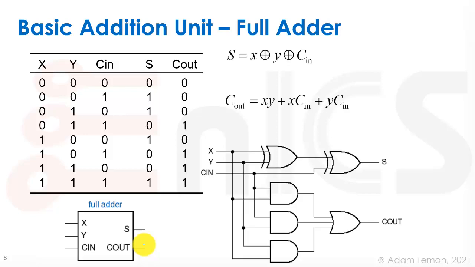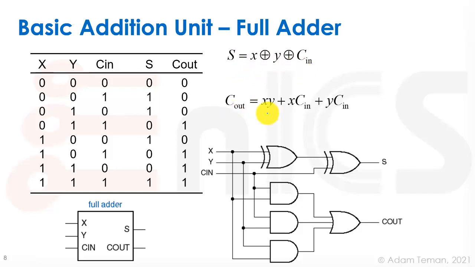If we write the equations for these two outputs, we get that the sum is just an XOR of X, Y, and carry in, and the carry out is this type of an equation. And what does this mean? Well, the sum is going to be one when there is an odd number of one bits. So if, for example, two of the inputs are one, the sum is going to be a zero. And if we have three or one of the bits being a one, the answer is going to be a one. And that's exactly an XOR operation.